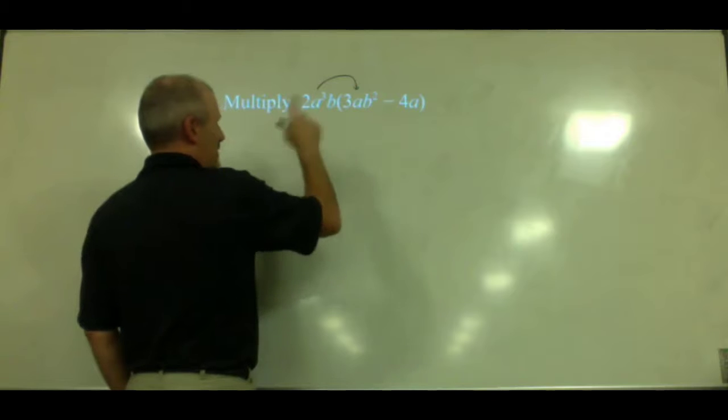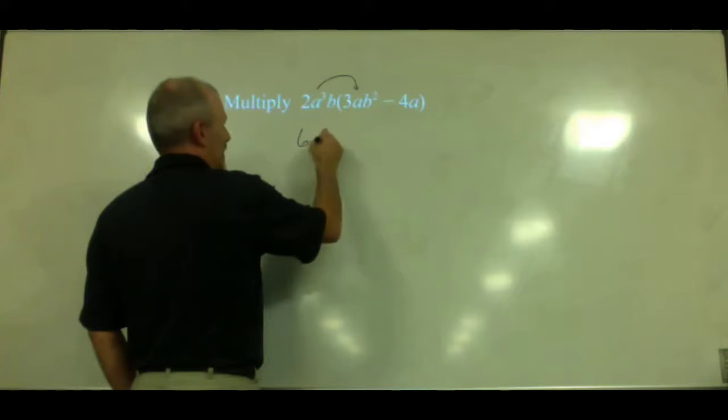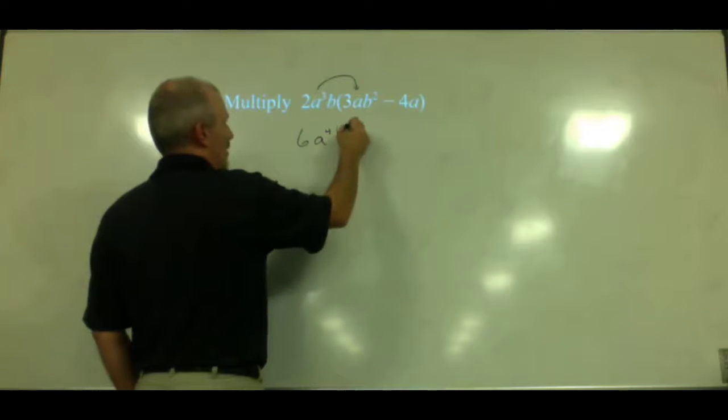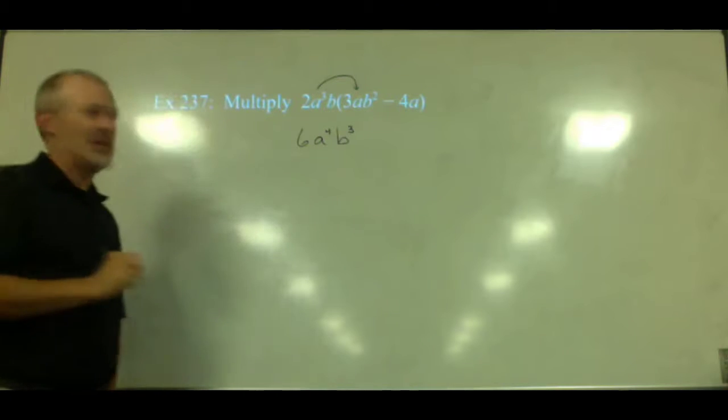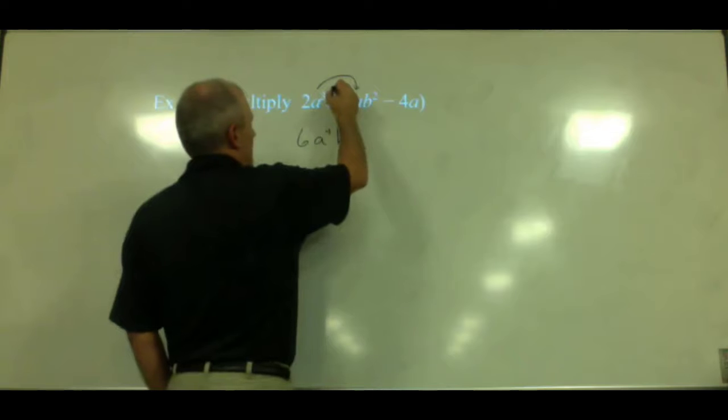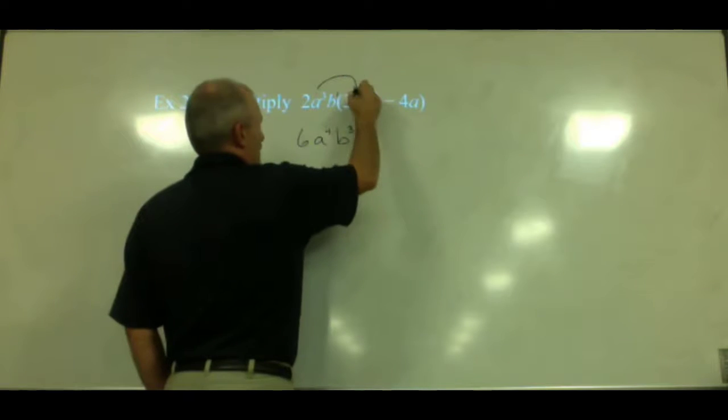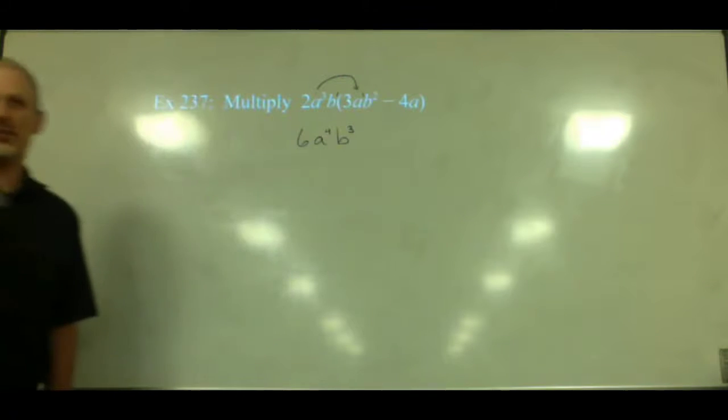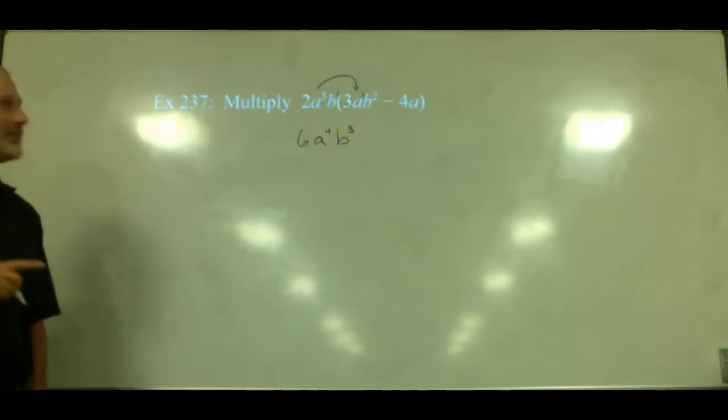Now we deal with the a's and the b's separately. Four. So a to the 4th and b to the 3rd. Does that make sense? Because what's automatically by this b right here? A 1, and by this a is a 1. Right? So you deal with each letter individually.